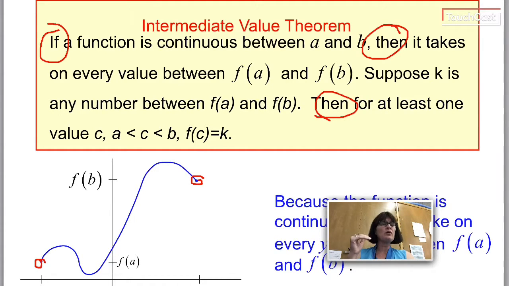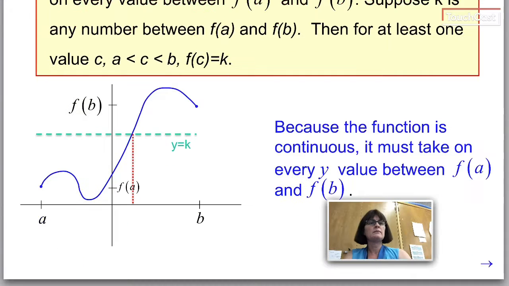That's because I know the two y values, f of a and f of b, and I know my function has to be continuous, which means there's no y in between the y up here and the y down here that can get skipped. I can't skip. If I'm going to connect these two points with a continuous curve, I can't skip over any. So let's see what that looks like.